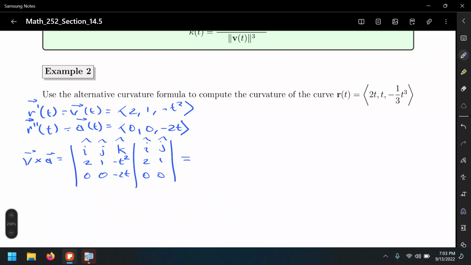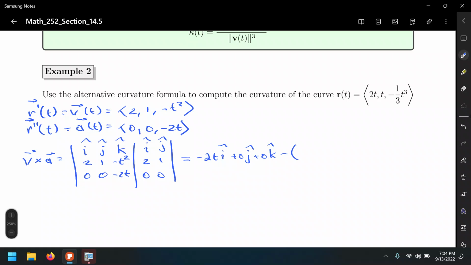And let's just multiply along the main diagonals. That's going to be i times 1 times negative 2t, which gives us negative 2t i, and then j times negative t squared times 0, that's 0j. And k times 2 times 0, that's 0k.